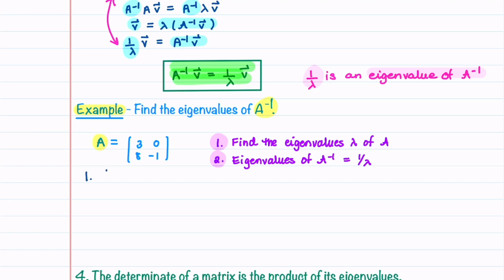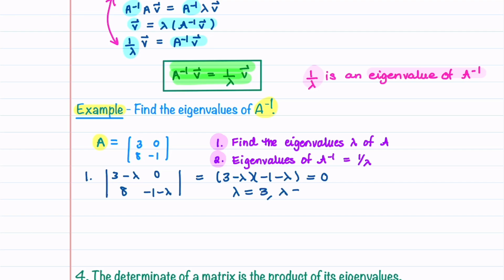To find the eigenvalues, we take the determinant and subtract lambda off the main diagonal. This one's going to be a little bit easier because we have a 0 in the upper right-hand corner, so we just get 3 minus lambda times minus 1 minus lambda. We then set that equal to 0 and solve for lambda, so we get lambda is equal to 3, and lambda is equal to minus 1. Now let's find the eigenvalues of A inverse. The eigenvalues of A inverse are just the reciprocal, so our eigenvalues are going to be 1 over 3 and 1 over negative 1, which is just negative 1.